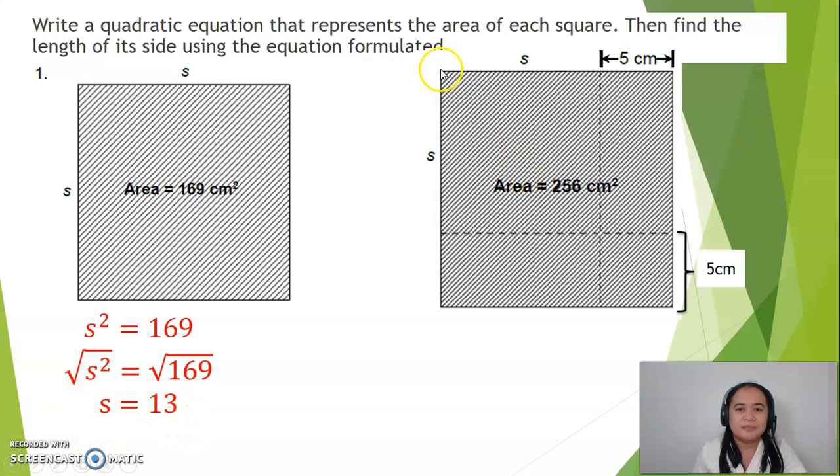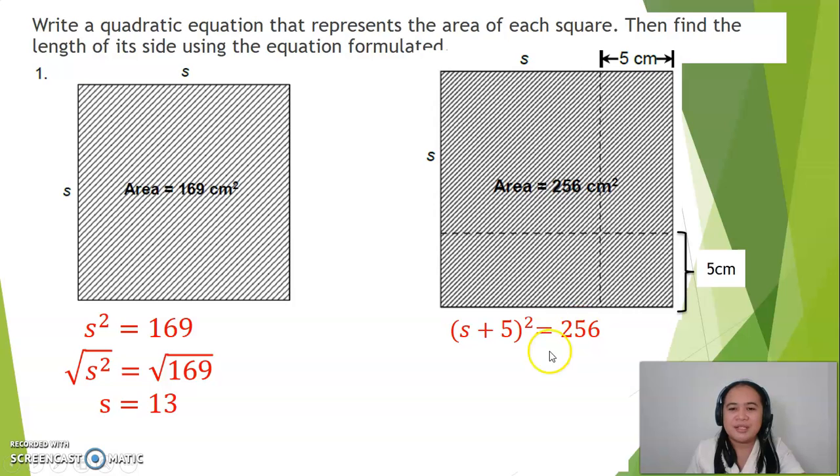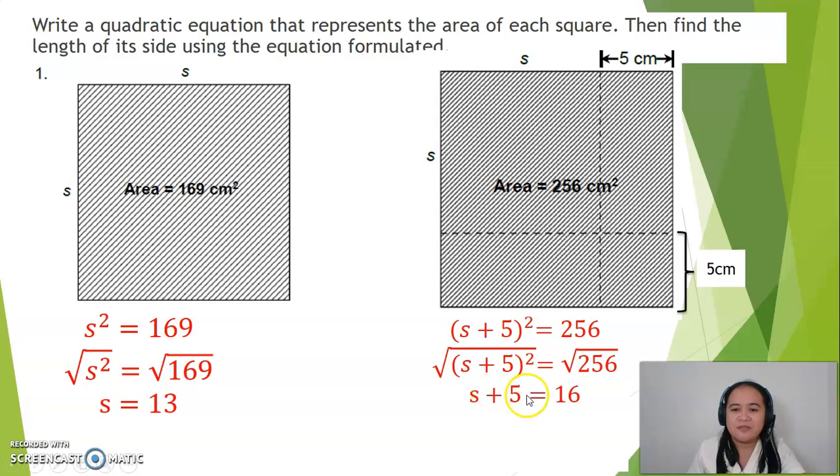Another example. The area of this square is 256. This side here is s, and both sides are added by 5 centimeters. So making your quadratic equation here would be quantity s plus 5 squared equals 256. Getting the square root to both sides, we will end up with s plus 5, and square root of 256 is 16. So 16 minus 5, so the value for s here is 11.